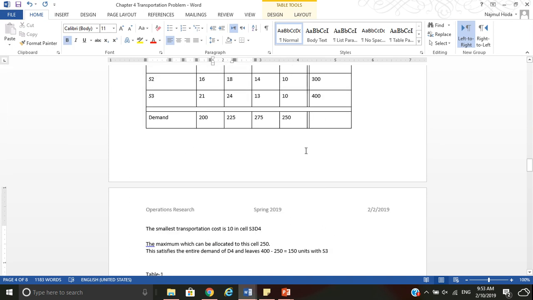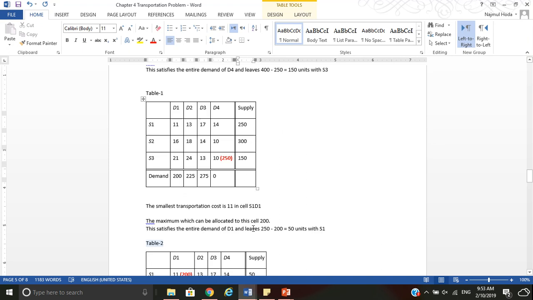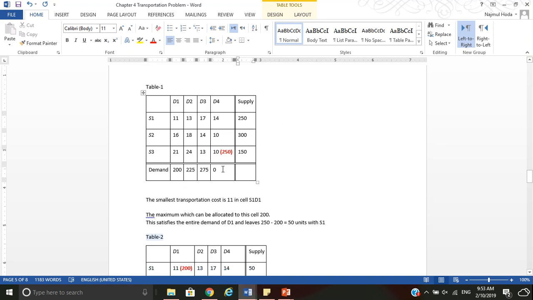What happens? The same step, 250, 400. So we put 250 here. This becomes 0. This becomes 400 minus 250, 150. When it becomes 0, what will you do? You will cancel this, cancel this.